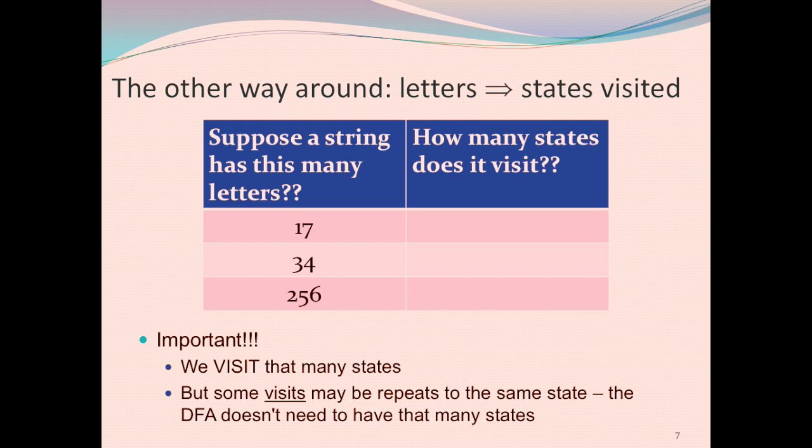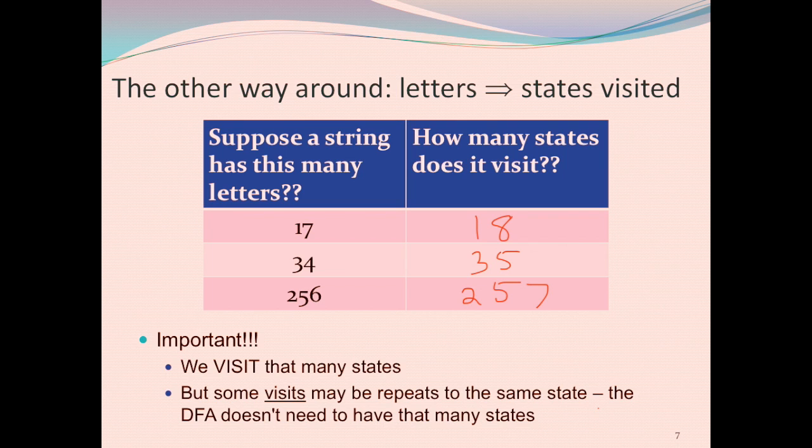Now let's do it the other way around. Suppose that I have 17 letters in my string, then how many states do I visit? Well, if I have 17 letters in my string, that means I have to visit 18 states. If I have 34 letters in my string, of course, I'm going to visit 35 states. If I have 256 letters in my string, I'm going to have to visit 257 states, right?